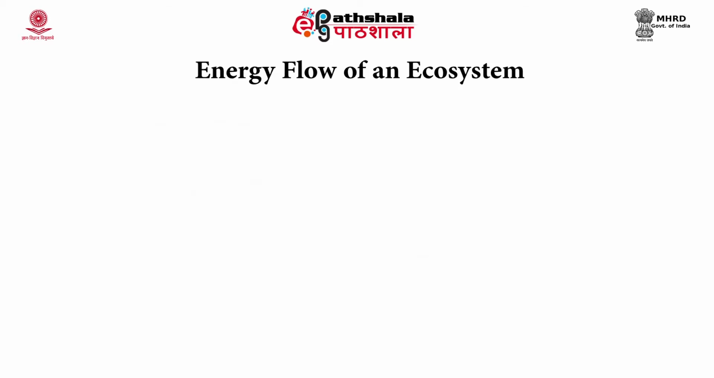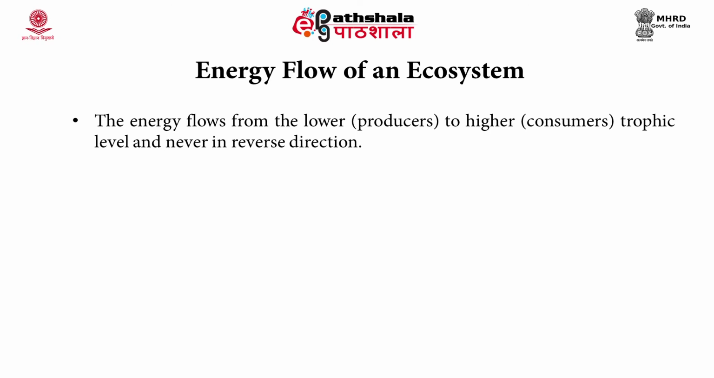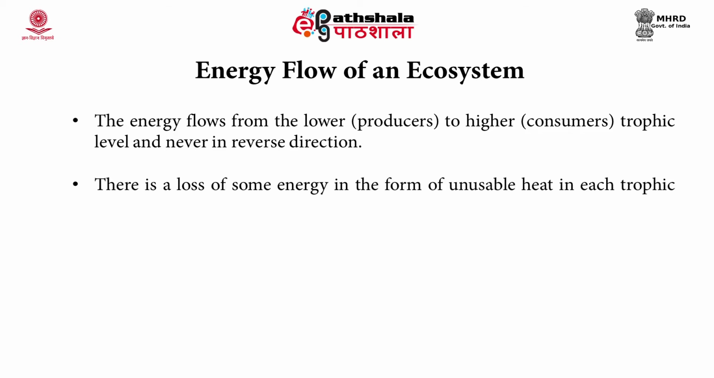Energy flow in an ecosystem. The energy flows from the lower, that is the producer, to the higher, that is the consumer trophic level, and never in the reverse direction. There is a loss of some energy in the form of unusable heat in each trophic level. Hence, the energy level decreases from the first trophic level upward.